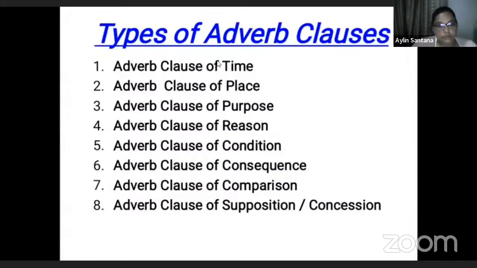First, adverb clause of time. Second, adverb clause of place. Third, adverb clause of purpose. Fourth, adverb clause of reason. Fifth, adverb clause of condition. Sixth, adverb clause of consequence. Seventh, adverb clause of comparison. And the last one is adverb clause of supposition, or we can say concession. So let's see one by one about each type of adverb clause in detail. So let's see the first one, adverb clause of time.